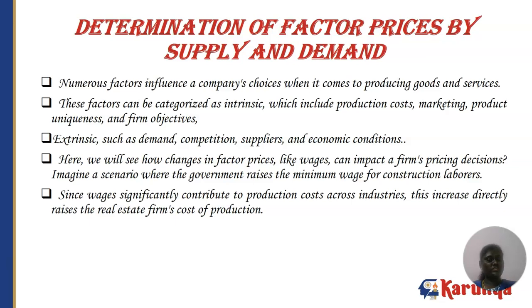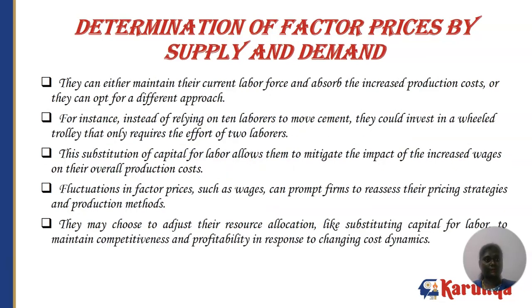Here we will see how changes in factor prices like wages can impact a firm's pricing decision. Imagine a scenario where the government raises the minimum wage of construction laborers. Since wages significantly contribute to production costs across industries, this increase directly raises the real estate firm's cost of production. They can either maintain their current labor force and absorb the increased production cost, or they can opt for a different approach. For instance, instead of relying on 10 laborers to move cement, they can invest in a wheeled trolley that only requires the effort of two laborers.